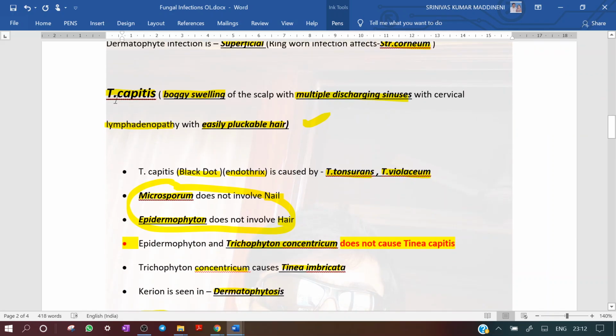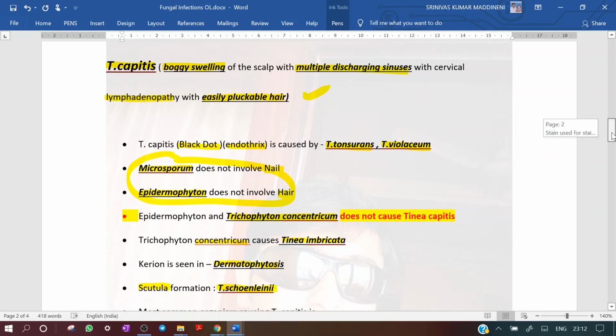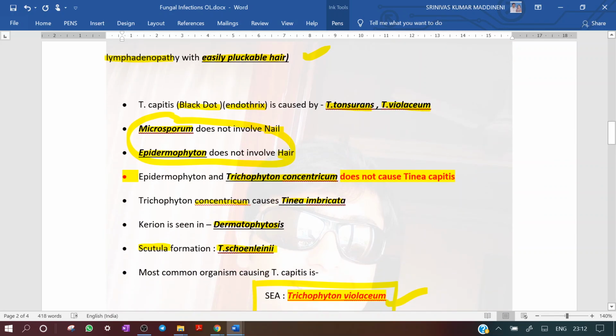Coming to the tinea capitis topic, it is the most high yielding topic because many questions were asked from this one particular topic. In the question, the pointers to the diagnosis of tinea capitis are boggy swelling, multiple discharging sinuses, there will be cervical lymphadenopathy, and easily pluckable hair. These are all the pointers by which you can diagnose it as tinea capitis.